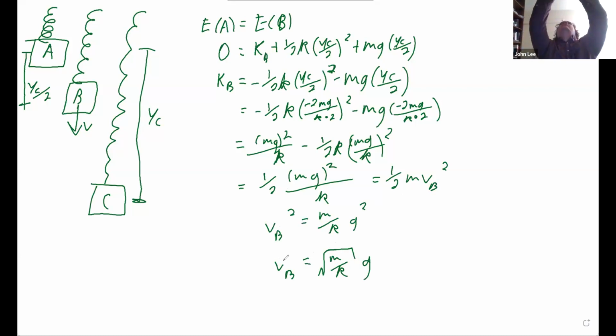The book doesn't do a very good job of explaining this, but if you're directly in between, at the middle point between A and C, where it's either completely compressed or completely stretched out, then that's going to be your maximum value of V. So the maximum value of V is going to be equal to the square root of m over k times g. Any questions about this problem?